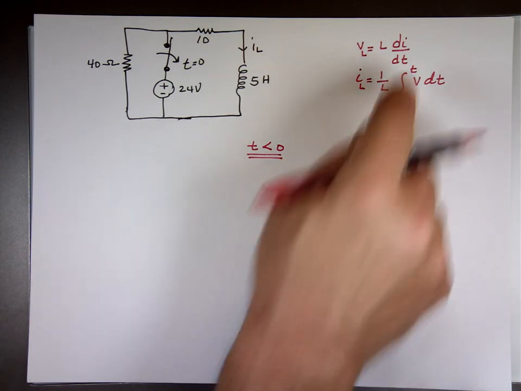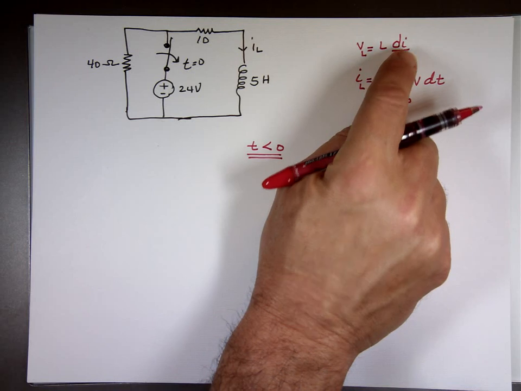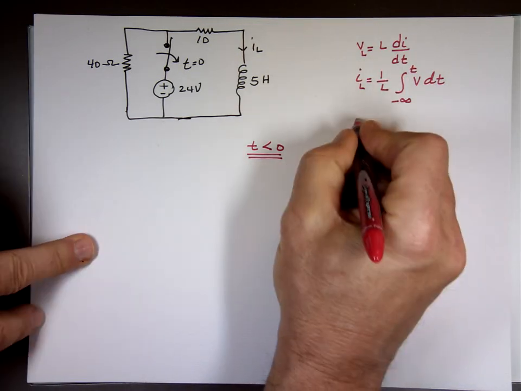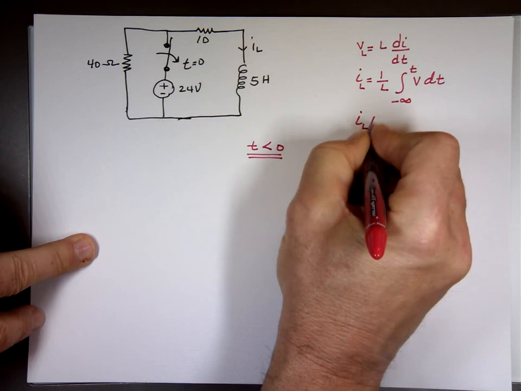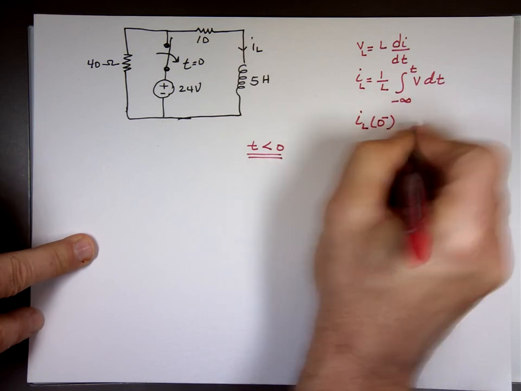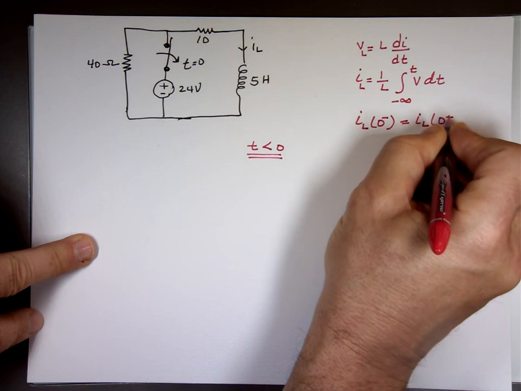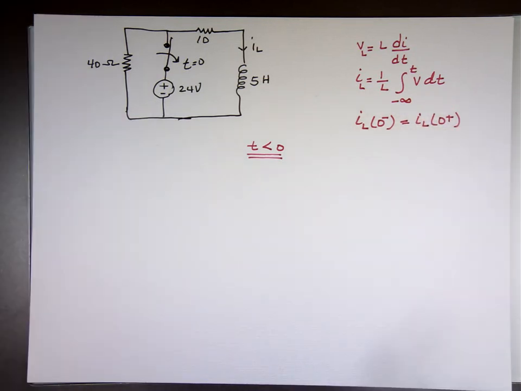And this equation also tells me that the current does not change in 0 time. So the current through the inductor at 0 minus should be the same as the current through the inductor at 0 plus. I just use 0. So these are the three things I need to remember.